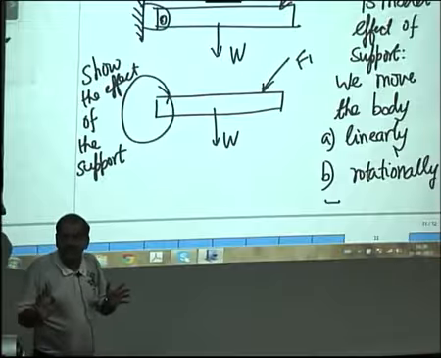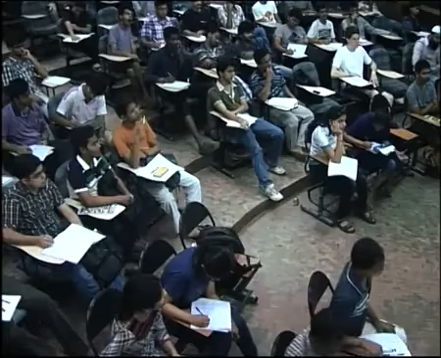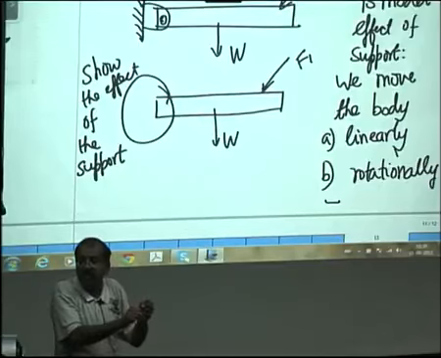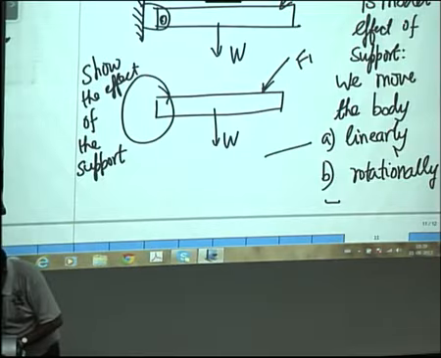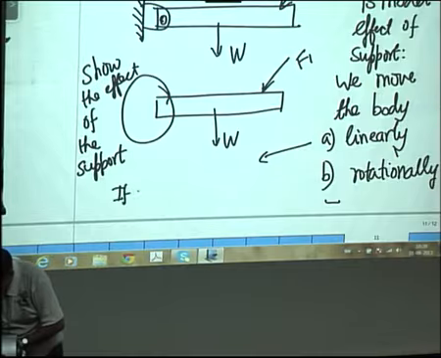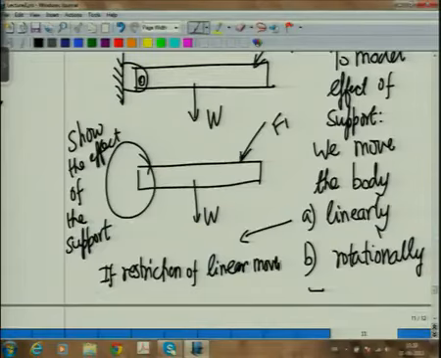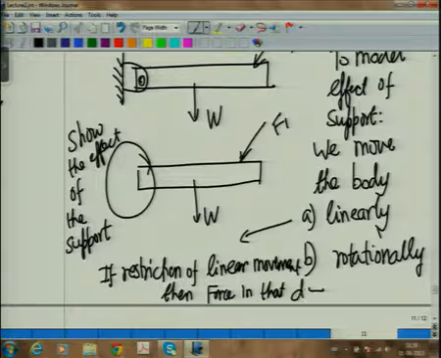Is that clear? Because if I try to pull or push, if I try to pull it along the x direction, the pin will stop it. If I try to move it along the vertical direction, the pin will stop it. That means wherever there is a restriction of linear movement, then there is a force in that direction by the support.